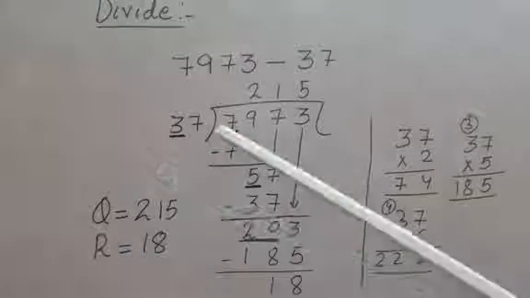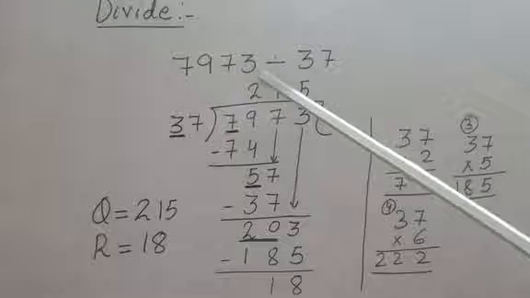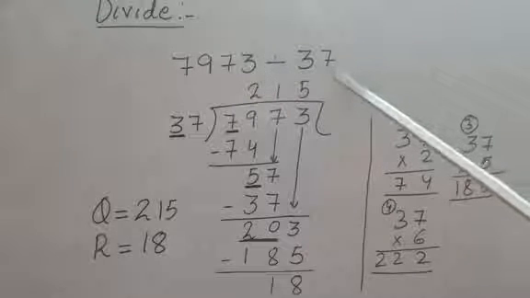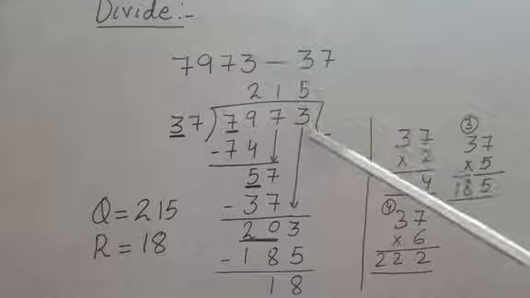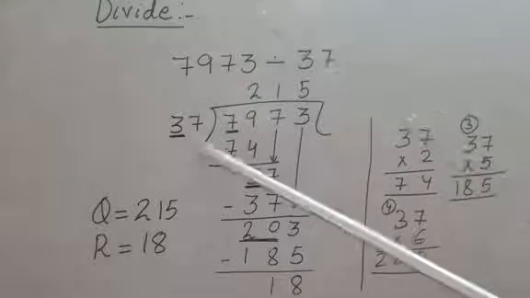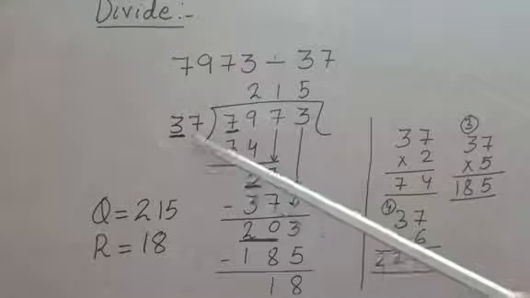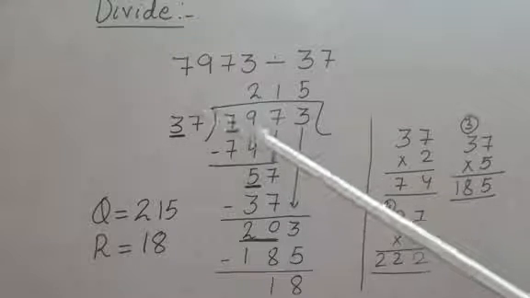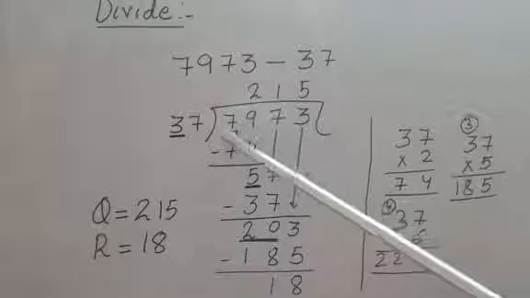See beta, one more question here I have taken. 7973 is to be divided by 37. So 7973 is my dividend and 37 is my divisor. Okay. Now I am having a 2-digit divisor. So I will be taking 2 digits of the dividend in the beginning only, that is 7 and 9.